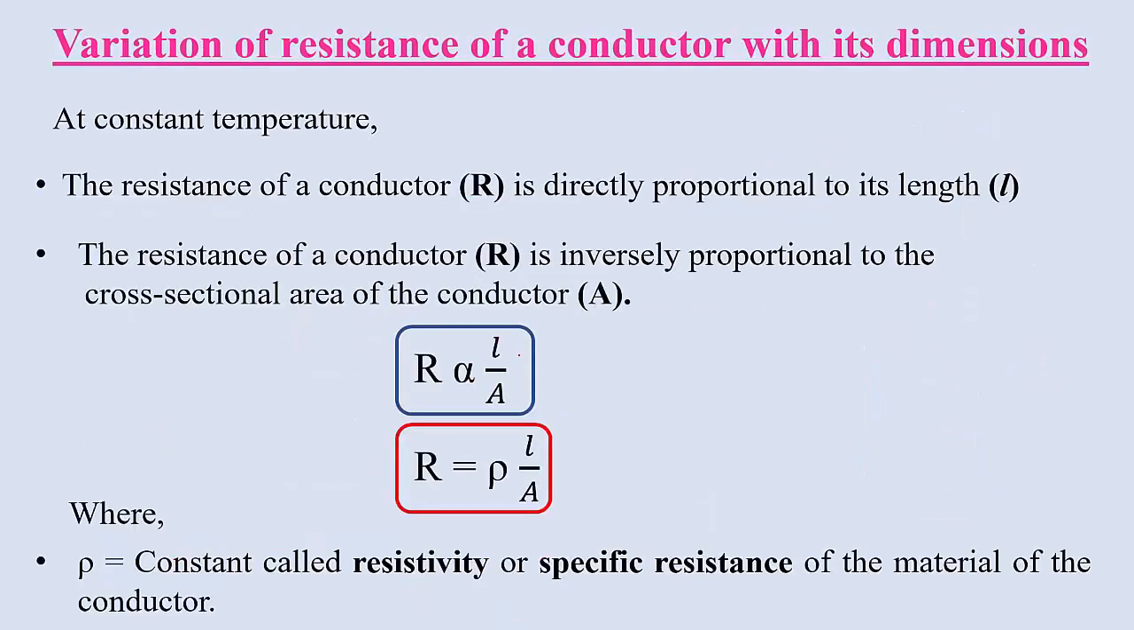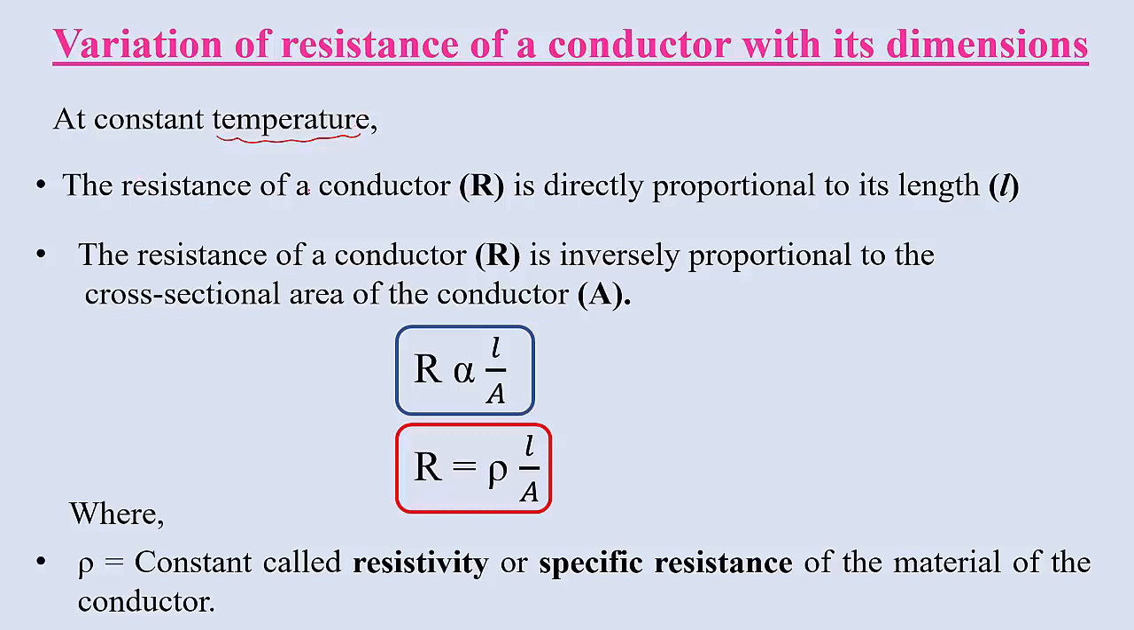Then, variation of resistance of a conductor with its dimension. Here we are going to consider only dimensions like size and shape, meaning length and area. So we are going to keep temperature constant. At constant temperature, how does the resistance of a conductor change? We know that it mainly depends on three factors. In that, length and area are the dimensions, and the third factor is temperature, which we kept constant.